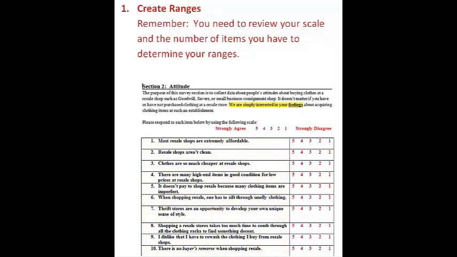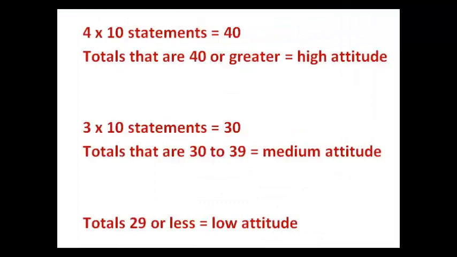To determine the range for high attitude, remember, people who are circling 4s and 5s for each item are going to be considered people with high attitudes. So I take a 4 and multiply it by 10 statements, and that gives me a total of 40. So anyone who scores 40 or greater is going to be considered someone with high attitude.